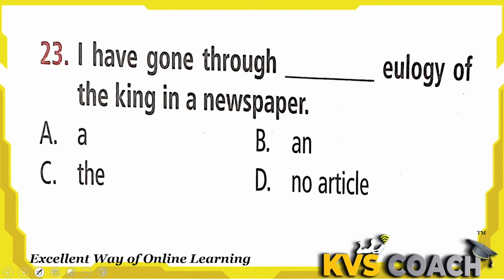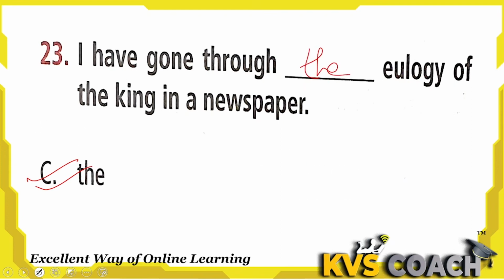Next is, "I have gone through dash eulogy of the king in a newspaper." The eulogy of the king is actually a specific, unique tribute. They are talking about a specific king, so we use a definite article. Everyone knows about the eulogy of the king, because it is mentioned in a newspaper. So this is a definite article, and we use "the" here: the eulogy of the king in a newspaper. C is the right answer.